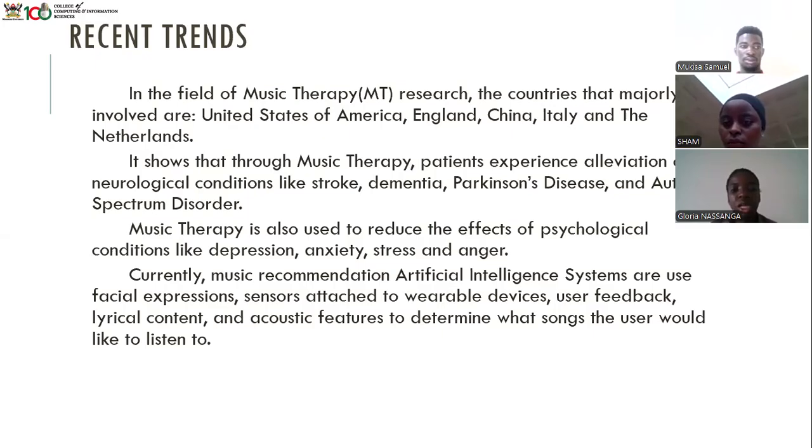So music recommendation AI systems these days use sensors attached to wearable devices, like smartwatches, and then use user feedback, lyrical content, and acoustic features of the songs. That's the timbre of the voice of the song, the frequency, the tempo, and then they use those features to determine what songs the user would like to listen to.